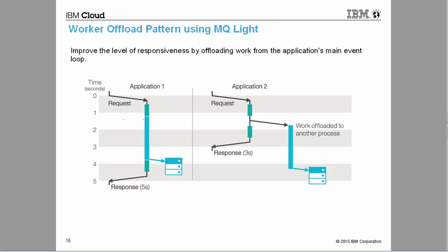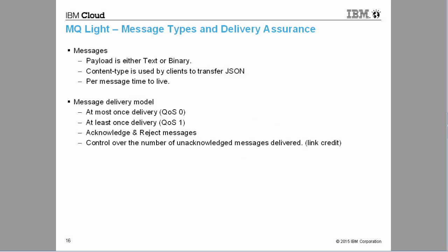Whereas application 2 comprises two components that make use of MQLite to offload work from the component that responds to the user request. When you say offload, it's offloading the work to another component that can asynchronously process the request. So that is the worker offload pattern that is being implemented using MQLite.